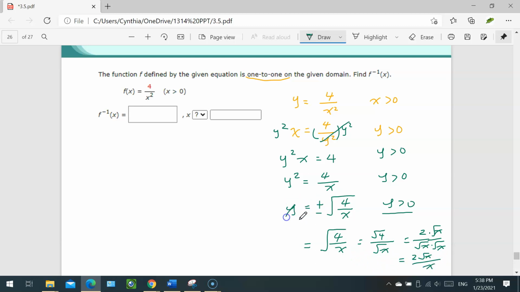And then the last step would be to rewrite the y as f inverse of x. So you input your answer, 2 root x over x, here. Now for the x here, you will have x greater than 0.